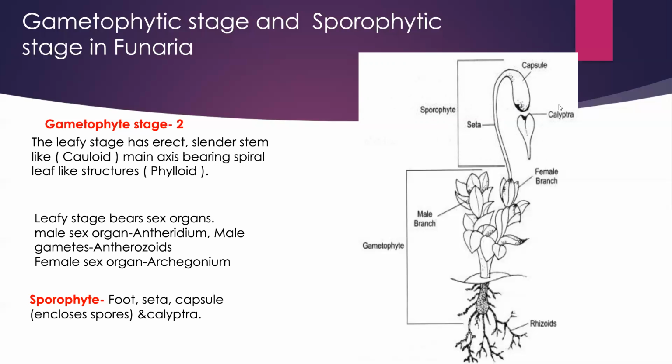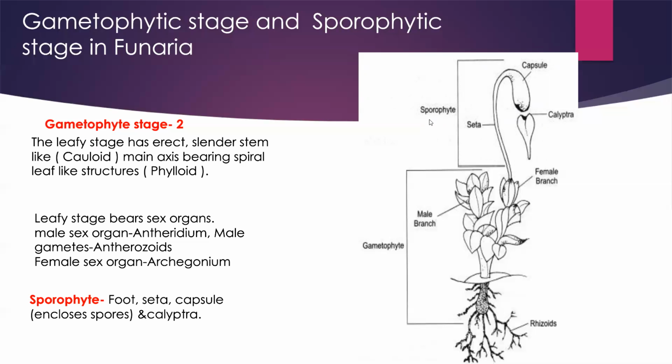and on maturity this capsule bursts and the spores come out. In this way Funaria shows both gametophytic and sporophytic phases in one plant body. You can see here this lower portion represents the gametophytic phase, and this upper portion represents the sporophytic phase. Getting my point? That is how the life cycle goes on in Funaria.